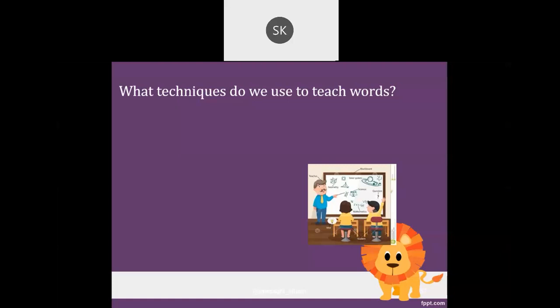Any other ideas? Through pictures, the spelling of the word through visual activity. Like we show the word and then ask them to read aloud. Through the books. Very good. Thank you.